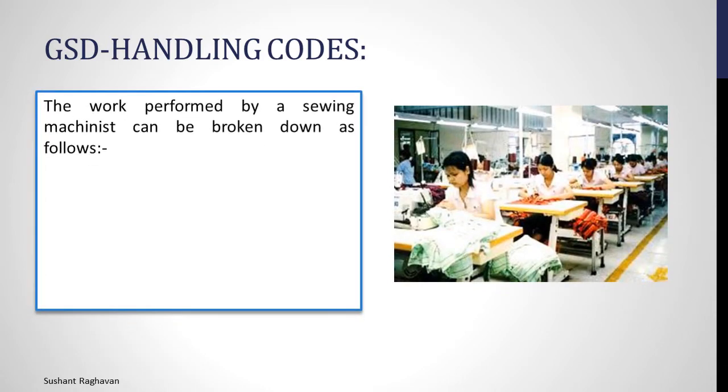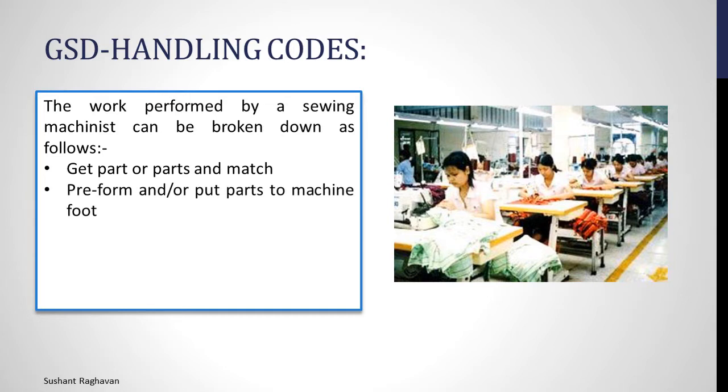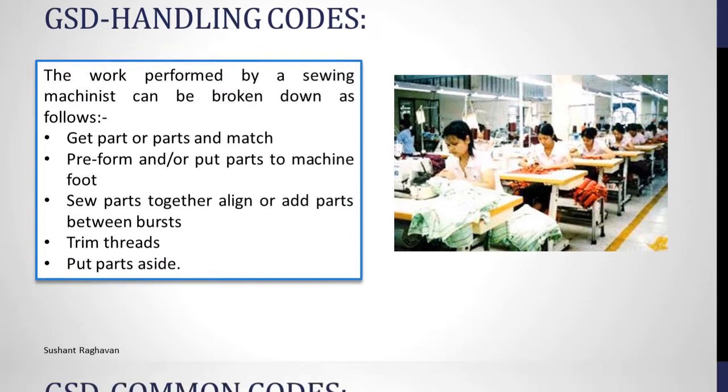The work performed by a sewing machinist can be broken down as follows: get part or parts and match, preform and or put parts to machine foot, sew parts together, align or add parts between bursts, trim threads, put parts aside.